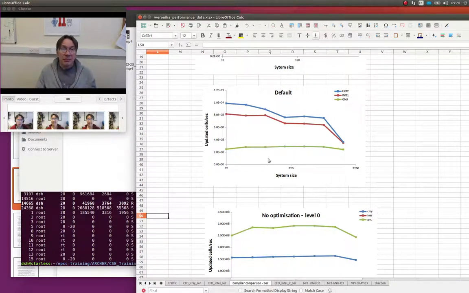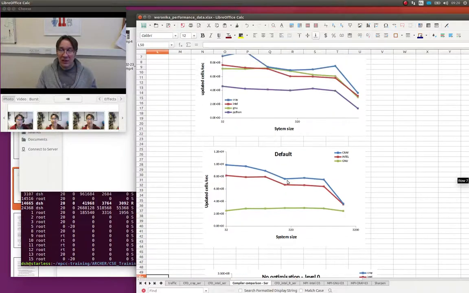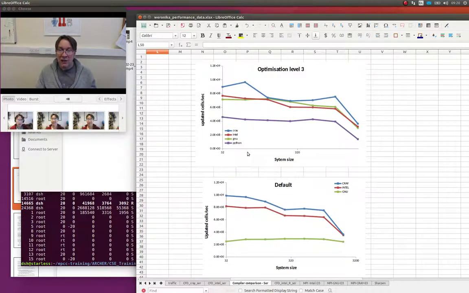However, if you crank up the optimization to a much higher level, you will see that basically, now I've got Python on here, and I'll come back to that, but basically the updated cells per second is really pretty similar across the board.